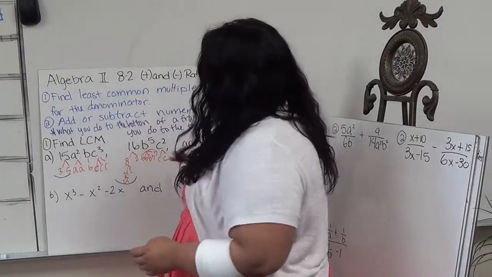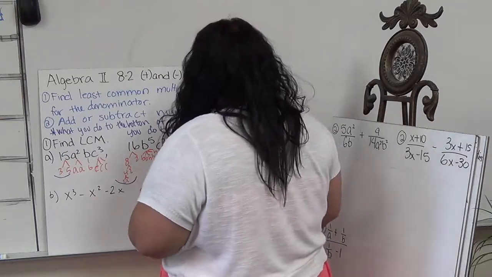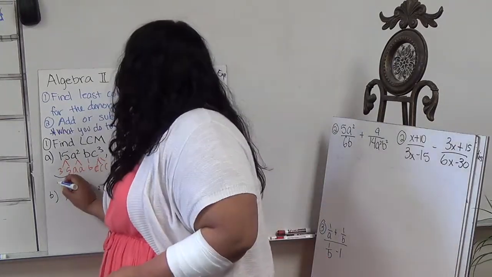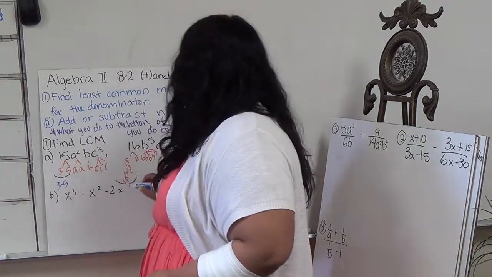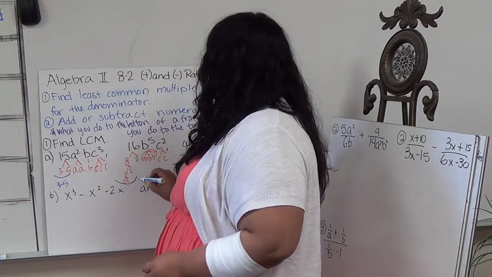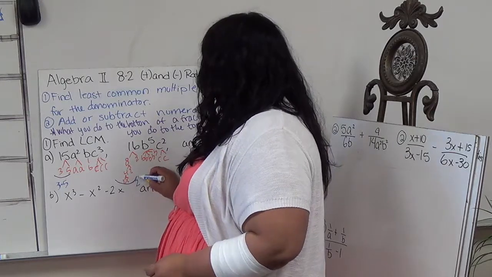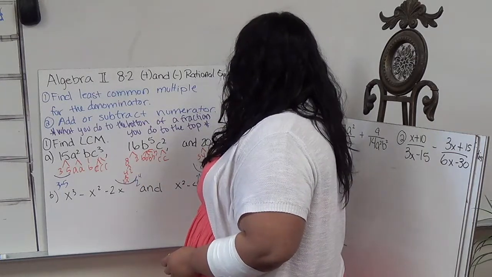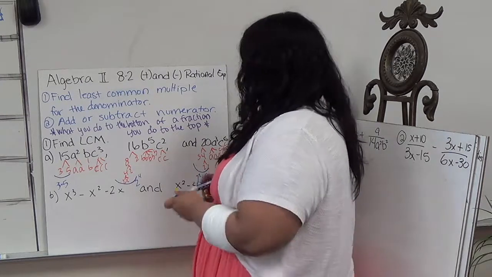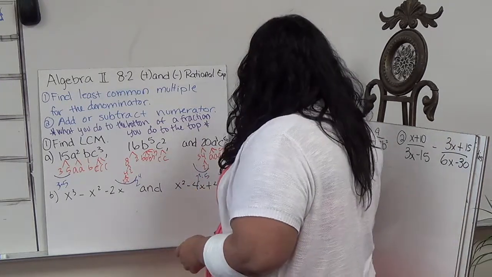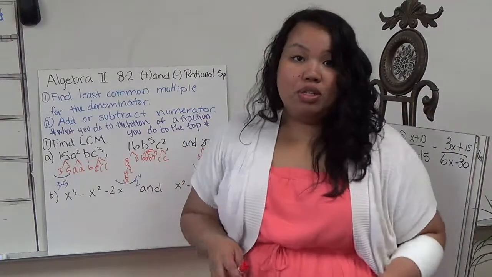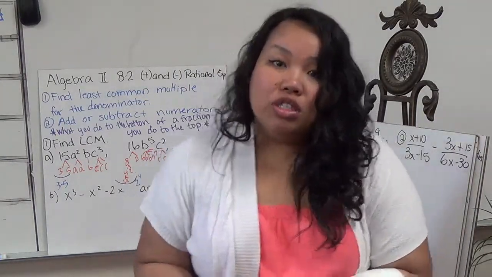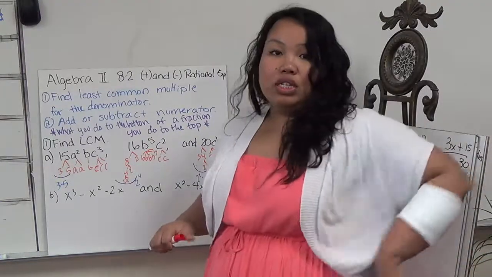So I'm going to focus on these numbers, 15, 16, and 20, and I'm going to put them in factorization. So 15 is 3 times 5. 16 is 2 to the 4th. And 20 is 2 to the 2nd times 5. Once I figure this out for the numbers, I'm going to do the same thing with the variables. I'm going to choose the factors with the greatest degree.